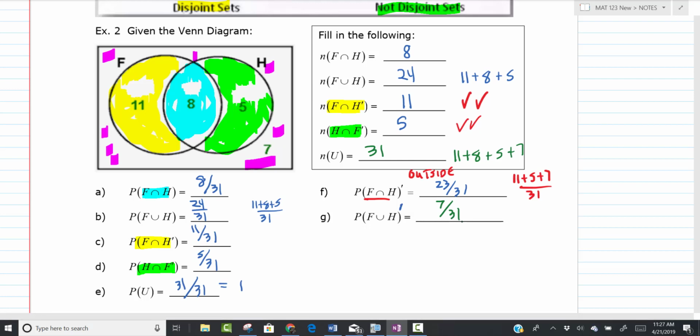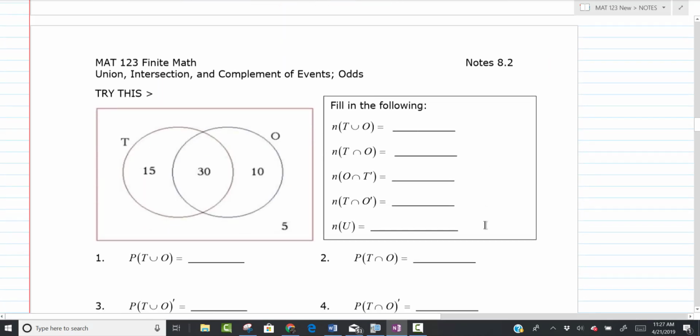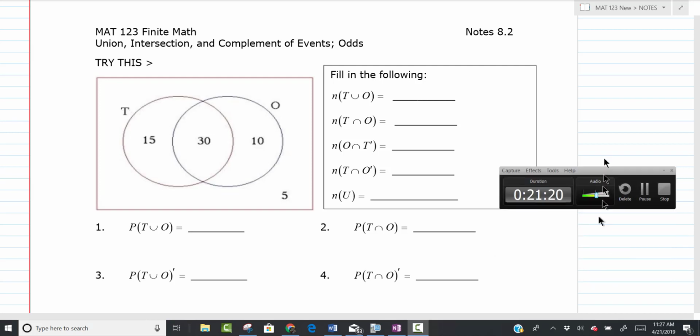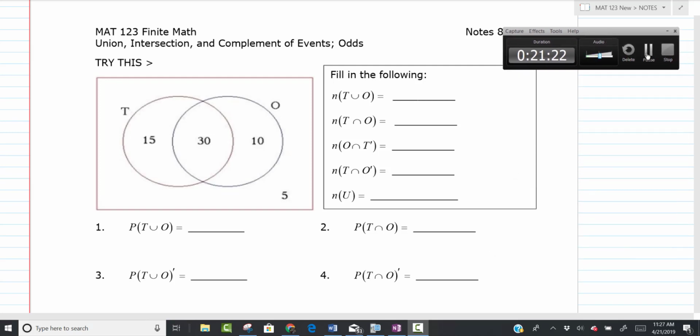So pause and think about this if you need to. Otherwise, we're going to go to the next page, and I'm going to put you to work and let you try one of these and see if you've got this put together okay. Okay, so take this Venn diagram, fill this out, and fill out those probabilities. Please pause the video and check.